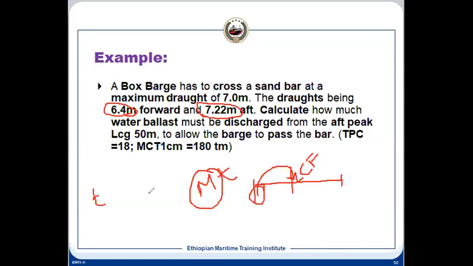What I told is that the trim T will be, our trimming moment is M multiplied by 50. Is it correct? And divided by MCT 1 centimeter, that is 180 ton meter. The formula is correct, but the data I have put, is it correct?